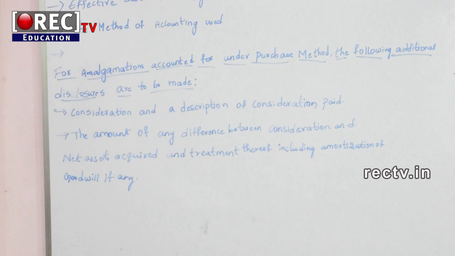That is, the consideration paid by the purchasing company to the selling company is to be disclosed, and the description of the consideration, that is, in what form and what mode of payment is paid. If the purchasing company paid in the form of equity shares, preference shares or cash, that description is to be disclosed. And if there is any amount of difference between the consideration and the net assets acquired, that also is to be disclosed, and the treatment thereof. If we get the difference as goodwill, its amortization is also to be disclosed additionally.